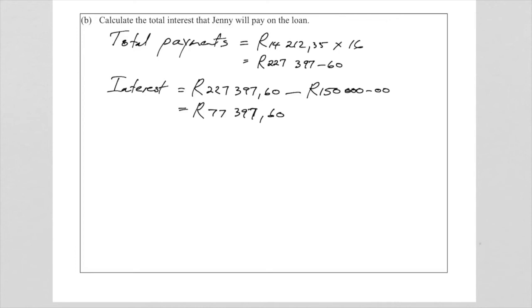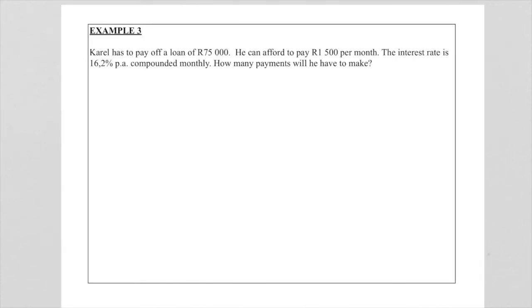As you will notice, on a loan of 150,000, she's going to pay 77,000. That is more than 50% of the loan. She's going to pay that in interest on top of the loan. That is what she will pay back. In the next problem, I want to move on to what I said before, to calculate n. Let's read this problem together.